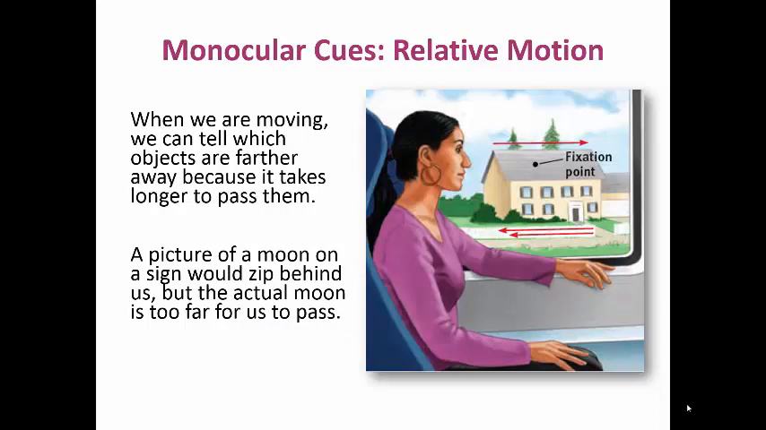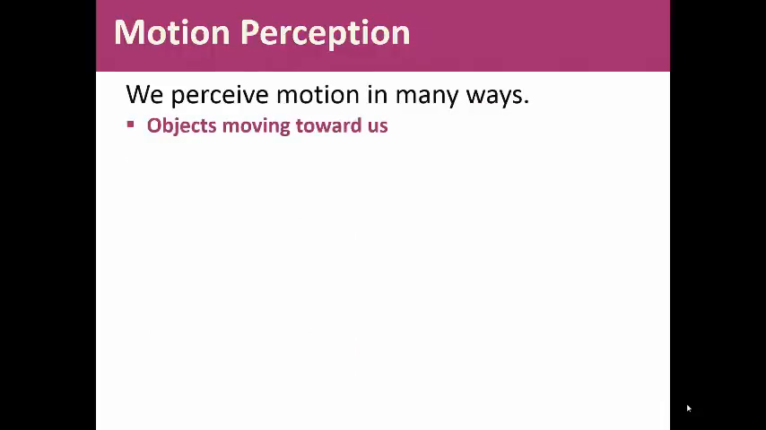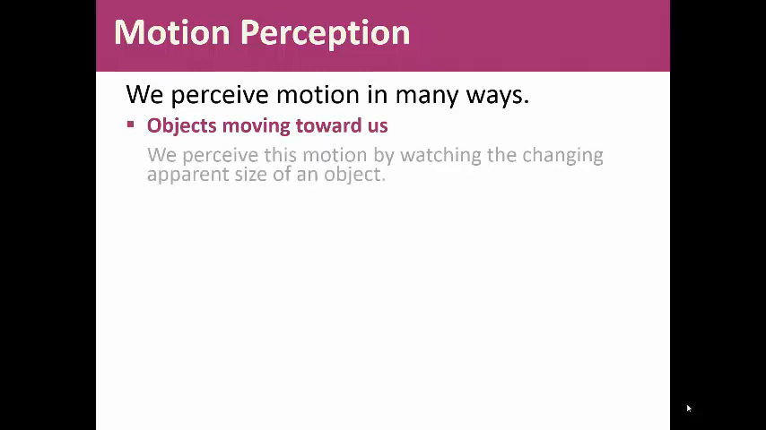Motion is also a monocular clue. When we're moving, we can tell which objects are further away because it takes longer to pass them. If you're ever going in a train and you fix on a point, things that are further away would zip by more slowly than those that are closer. So a picture of the moon on a sign would zip behind us, but the actual moon is too far to pass us.